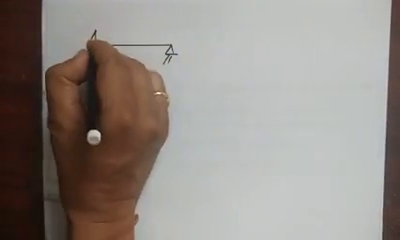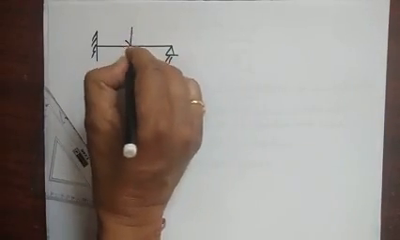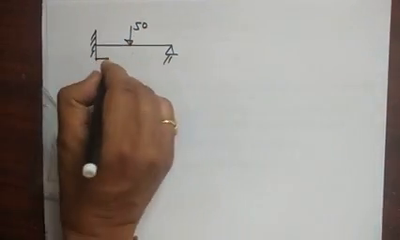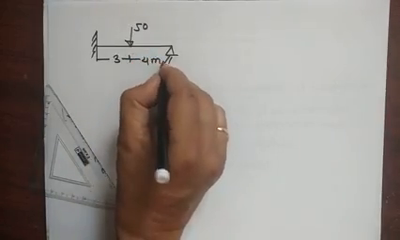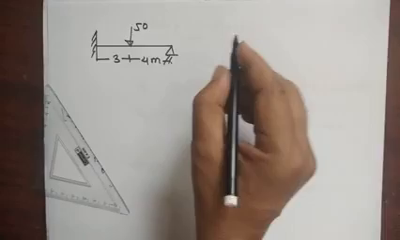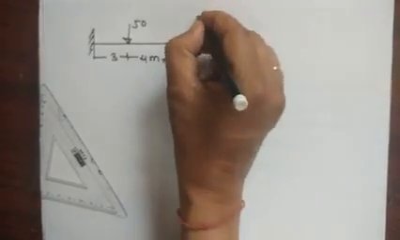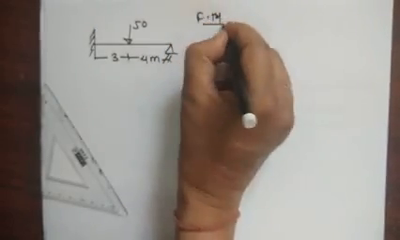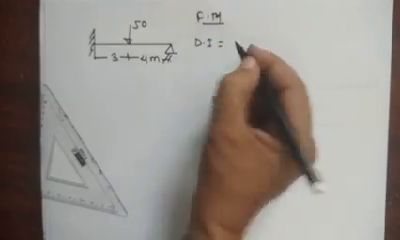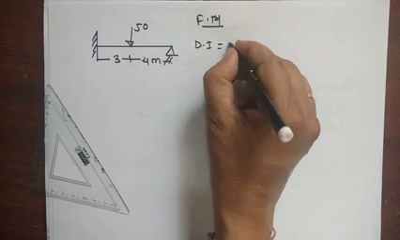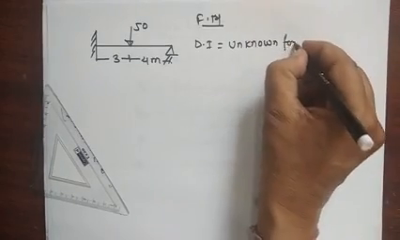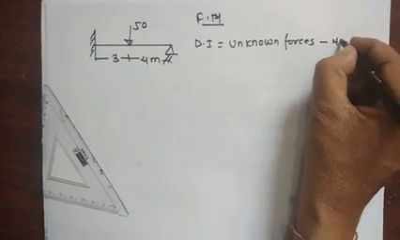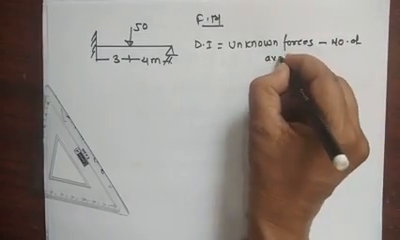This is the support A and is subjected to load W 50. This span is the 3 meter and this span is the 4 meter. Now during this flexibility matrix, the first step is to find out the degree of indeterminacy, the DI is equal to unknown forces minus the number of available equations.